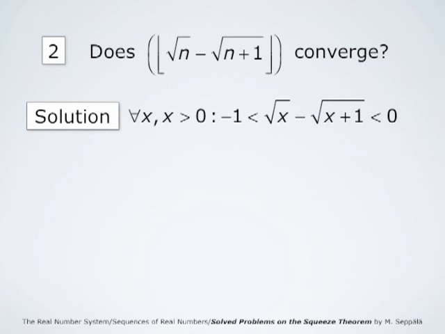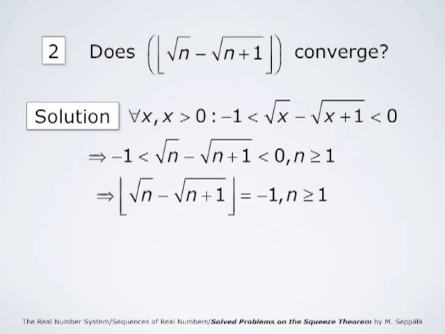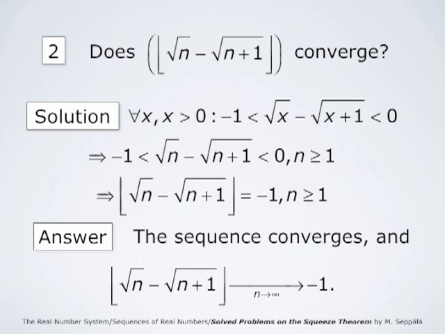So we have obtained that for all positive numbers x, negative 1 is less than square root of x minus square root of x plus 1 is less than 0. We apply this to estimate the general term in this sequence. When n is positive, therefore, negative 1 is less than square root of n minus square root of n plus 1, and this is less than 0. And this means that floor of this quantity is always negative 1. This is so for all values of n. So the sequence that we have to study consists of numbers negative 1 only. And this means that the sequence converges and its limit is negative 1.